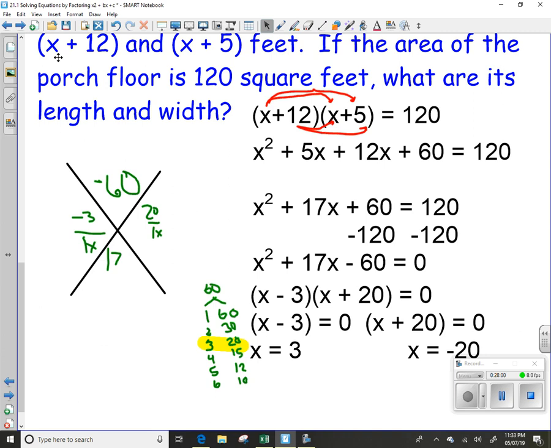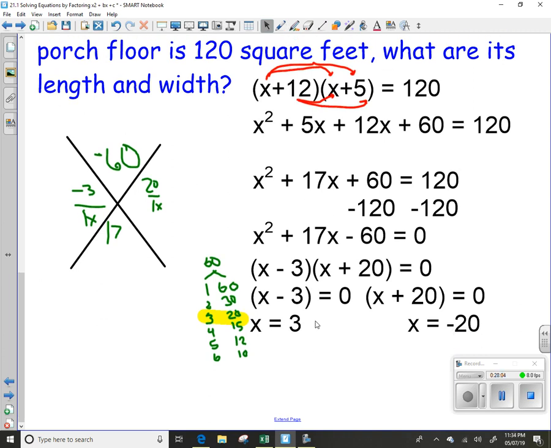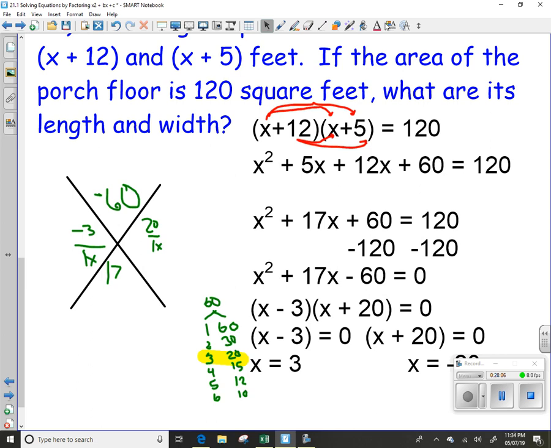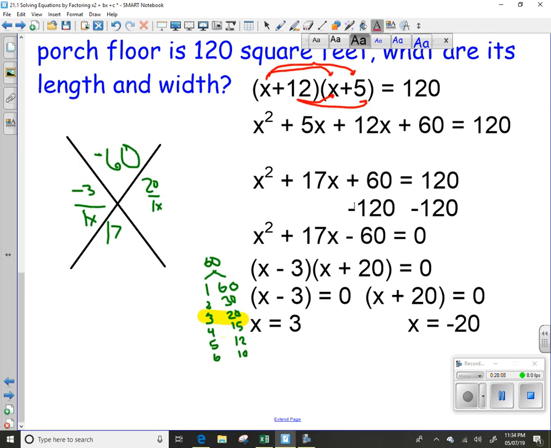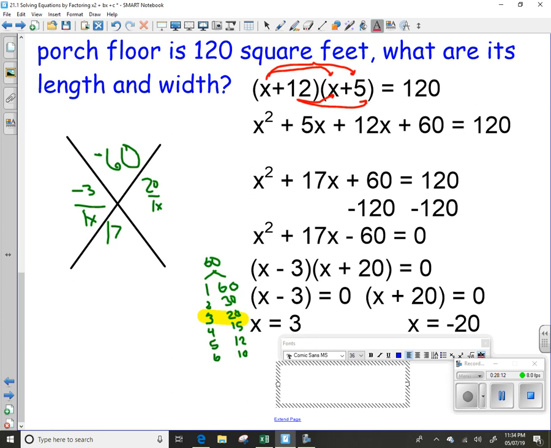So if I plug in 3 plus 12, that would give me 15. And then 3 plus 5 gives me 8. So if they wanted to know the length of my sides, these are the answers for x. My length, and it doesn't matter which one's which, my length would be 8, and my width would be 15. And there's my answer.